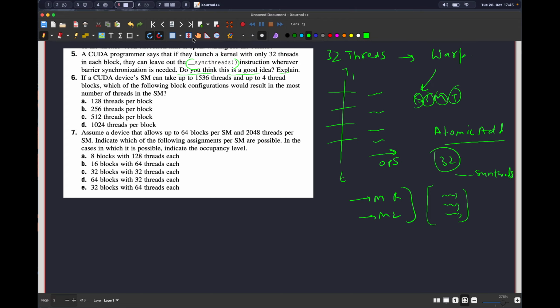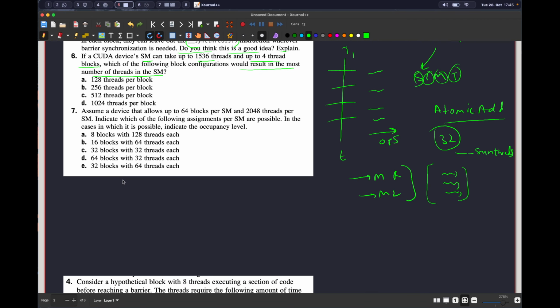Moving on to the sixth question. If a CUDA device SM can take up to 1536 threads and up to 4 thread blocks, which of the following configurations would result in the most number of threads in the SM? So the limitation is we can only have 1536 threads, right?